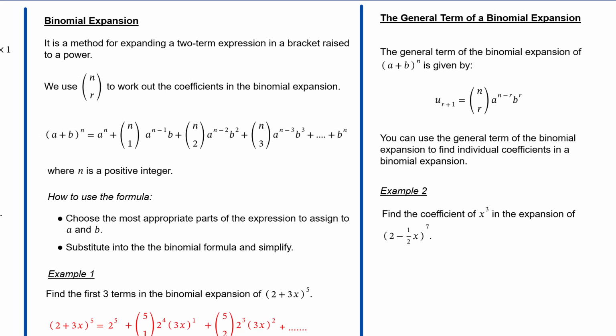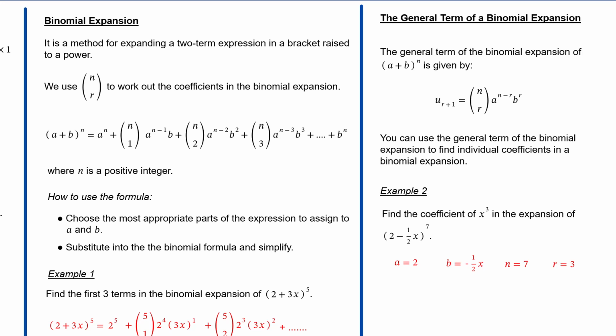Right, so if we take this binomial that we have as being in the form (a + b) to the power of n, that will mean that a in this particular case is represented by 2 and b by negative a half of x. n is 7, and here we are looking for the coefficient of x cubed, which means in this particular case r is equal to 3.